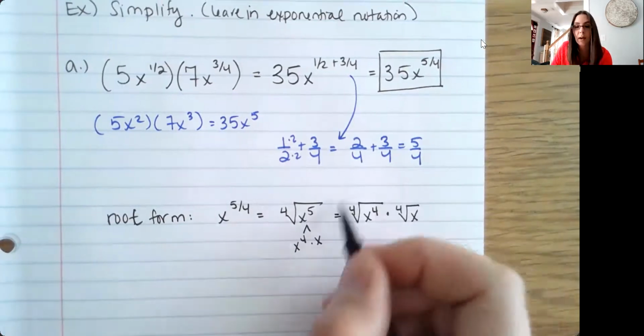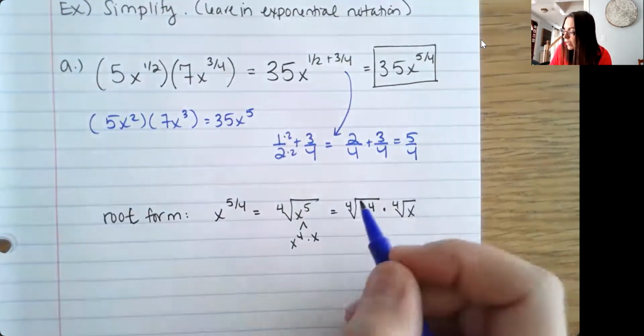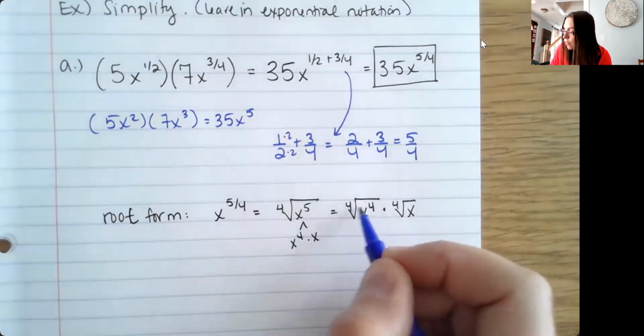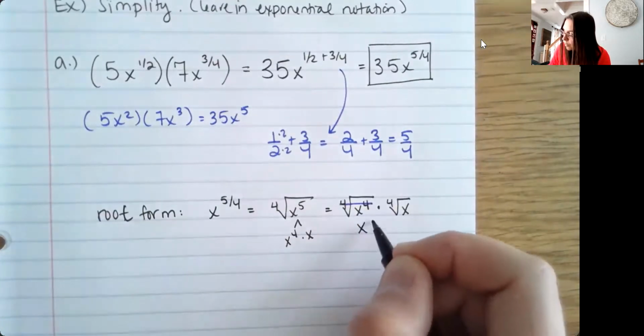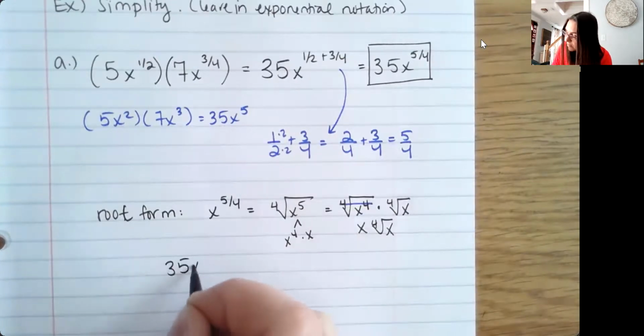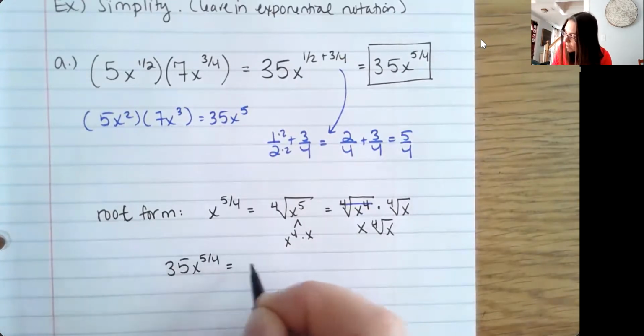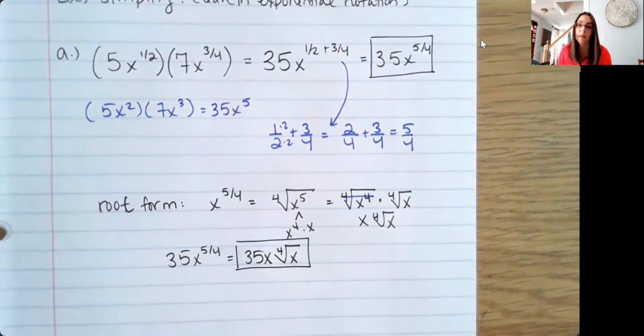This is going to clear out, right? That assuming x is non-negative here. So if x is non-negative, then that 4 and that 4 are going to cancel. And you're left with x times the 4th root of x. So something like 35x to the 5/4 could also be written as 35x multiplied by the 4th root of x. Okay, so that would be the root form instead.